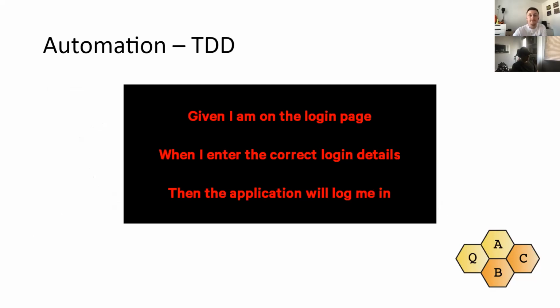So this is a basic example of Gherkin syntax using a given-when-then scenario. This is talking about a bit of a login situation. This is very basic, by the way. So you're on a login page, you're going to enter the correct login details, and then the application is going to log you in. So what will happen is that the developer will take that bit of code, they'll do a bit of automation on it, and then they'll run it.